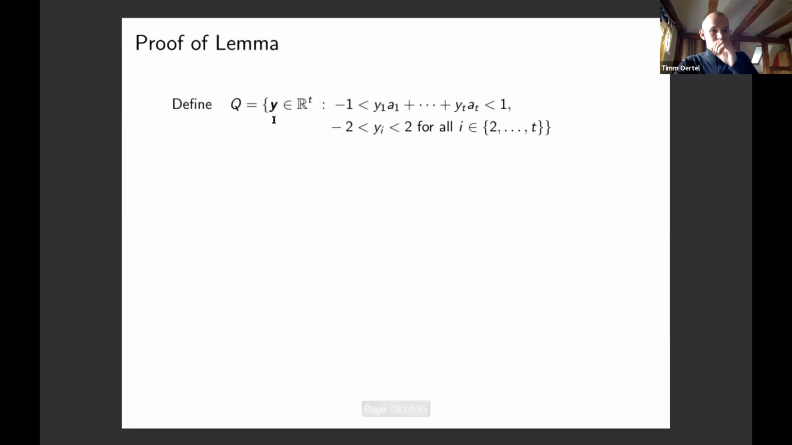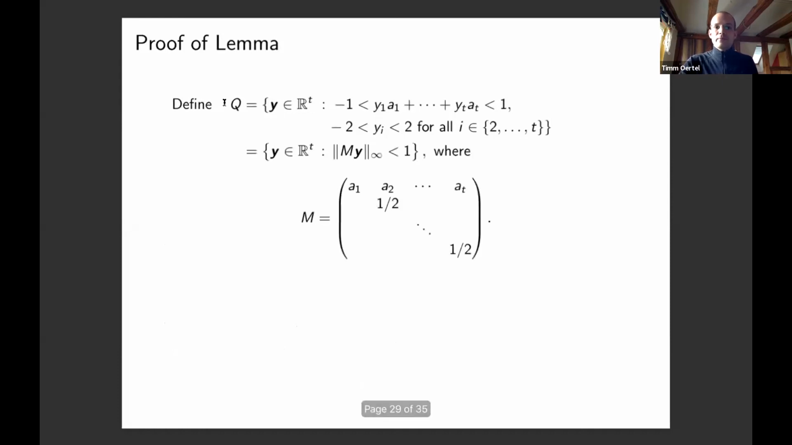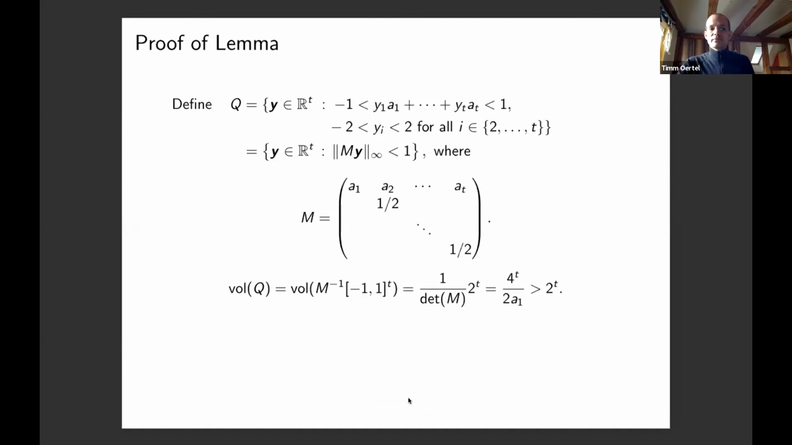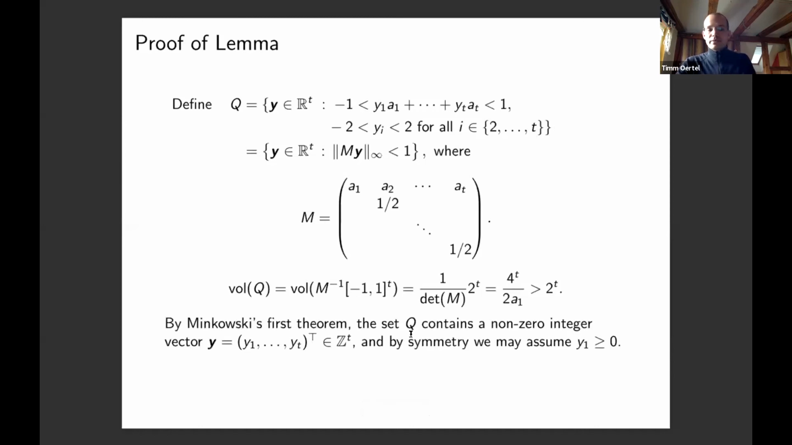The idea is just to define the right kind of set, the convex set, as it's usually always the same. Here it is essentially just this skewed cube that we can write like this, or alternatively, we can write this in terms of a linear mapping M and the infinity norm. And then we see that the volume of this set Q is, with our assumption, strictly greater than T, which implies that we can apply Minkowski's first theorem and find a non-zero integer solution.